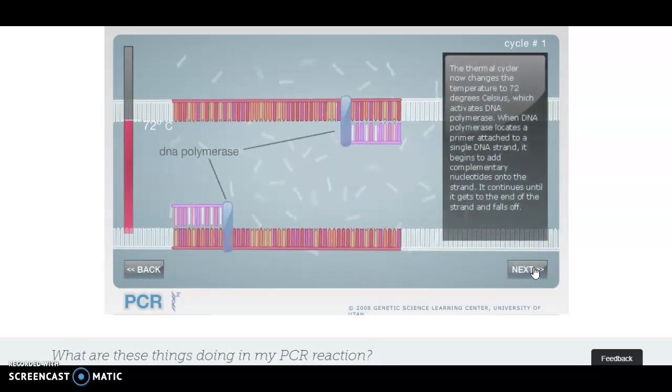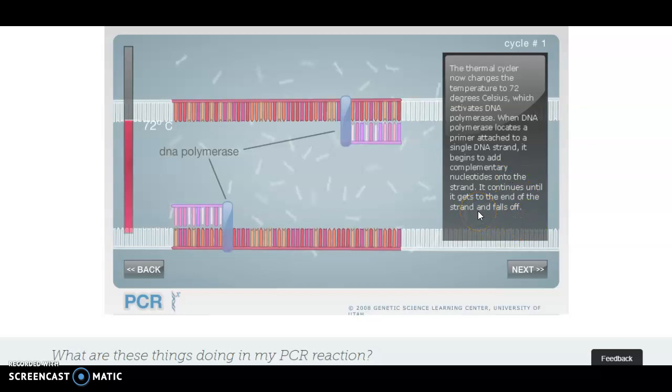Now we have our DNA polymerase. Okay, so our thermal cycler is going to change to about 72 degrees Celsius. That's going to activate our DNA polymerase. The polymerase is going to locate the primers attached to the DNA strands, the single strands, and it will begin to add complementary nucleotides to the strand.